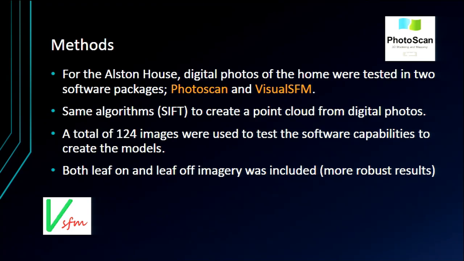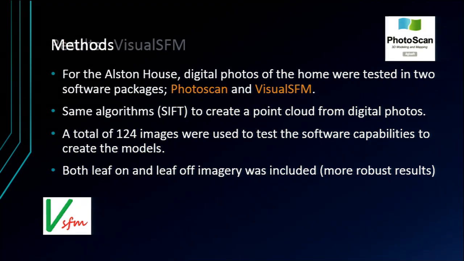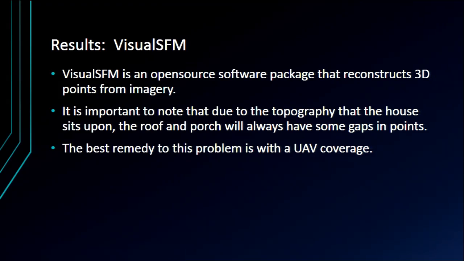So we used VisualSFM, which is just online. It's shareware to put all the data in. And then the other one was Photoscan, AGI Photoscan. It's fairly inexpensive for universities. We put those in. They use the same algorithm. We had a total of 124 pictures, and we took a lot of the pictures trying to get up around the shrubs around the house. So you try to get in between them in different views of that to see what you can get. The results from the VisualSFM were pretty good.